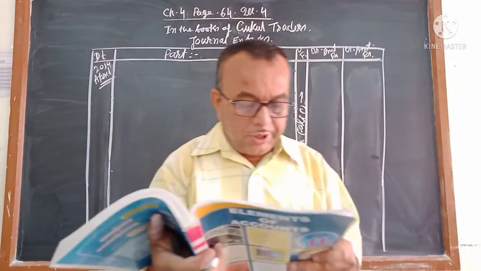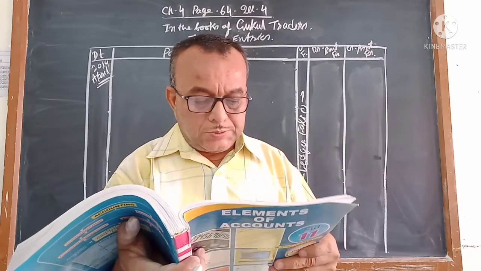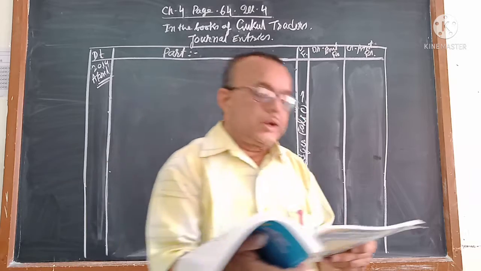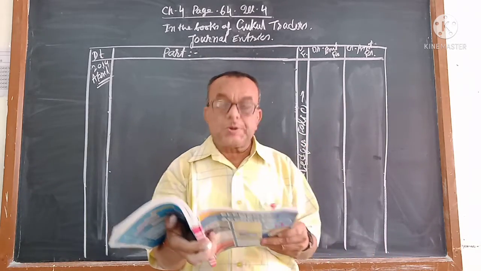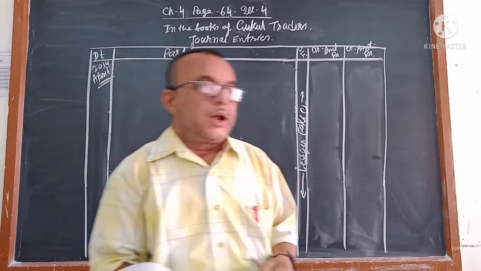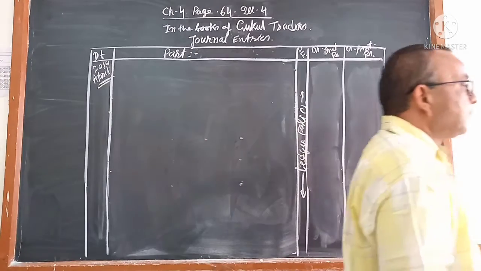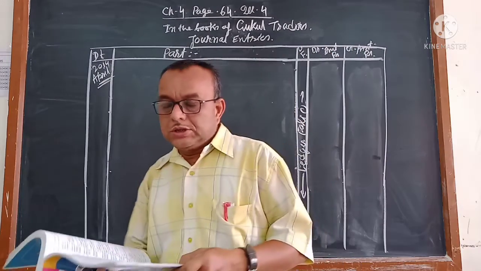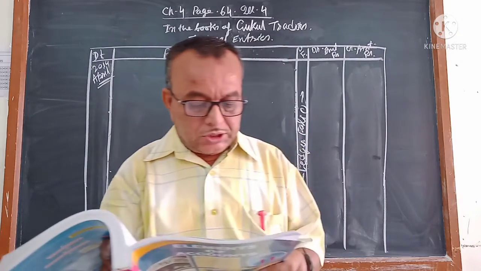Number 3: goods purchased for rupees 5,000 from Mathura Traders. All of you know it is a credit transaction, and if it is a credit transaction, then purchase account debit to Mathura Traders. The journal is purchase account debit to Mathura Traders.